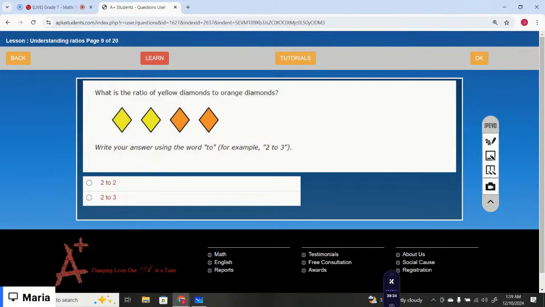What is the ratio of yellow diamonds to orange diamonds? So, which is the correct option? Two to two. Option number 1 is the correct option. That is 2 to 2.